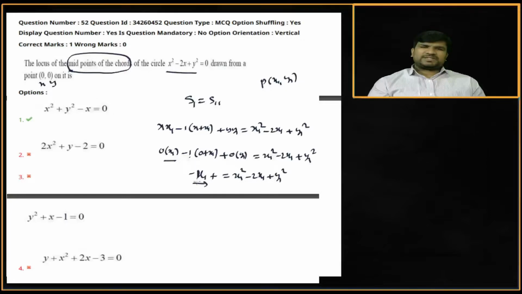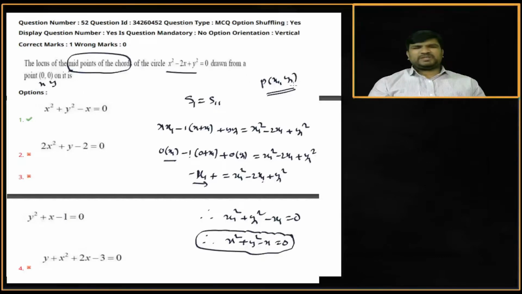So if you write this minus x1 here, in order, this is x1 squared plus y1 squared minus 2x1 plus 1x1, which is minus x1, equals 0. When we are writing the locus, we have to remove x1, y1. Therefore, the locus of P is x squared plus y squared minus x equals 0. Okay. So let P (x1, y1) be any point on the locus. The locus of the midpoint of a chord has the formula S1 equals S11. Using this formula, we get the answer, so our first option is the right option.